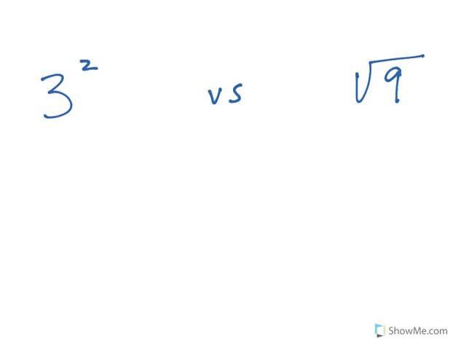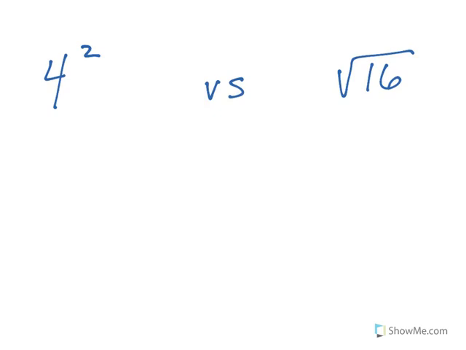you can see that 3 squared is 9, the square root of 9 is 3. So they're the inverses or the opposites of each other. And this works the same for everything. If I would talk about our example of 4, because 4 squared is 16 and the square root of 16 is 4. They undo each other.